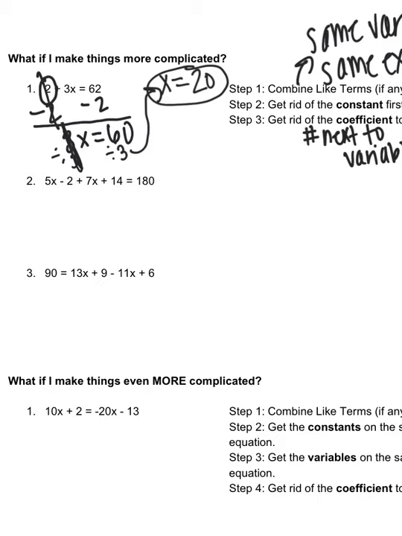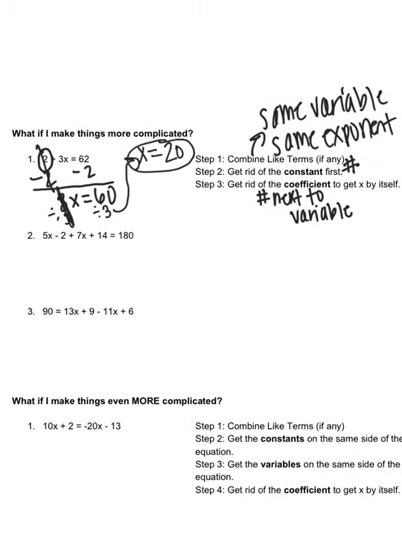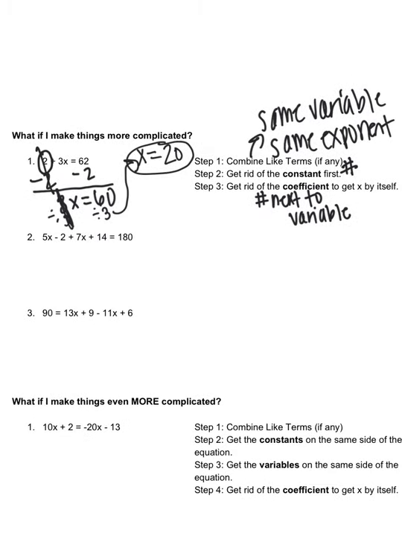When we look at number 2, it looks a lot more complicated already just by glancing at it. And the reason is because we have some of those like terms. So I'm going to start over with step 1. It says combine like terms if there are any. Well, I have a 5x and a 7x. Those are the two things I have that have variables. So 5x and 7x are going to be like terms.